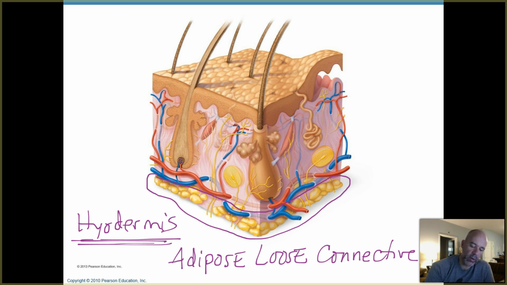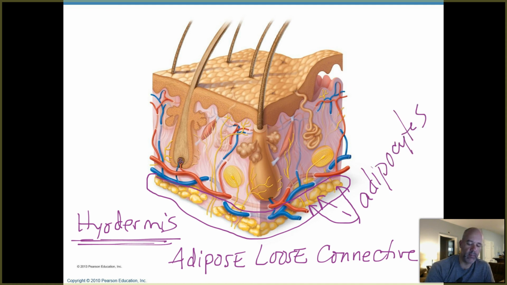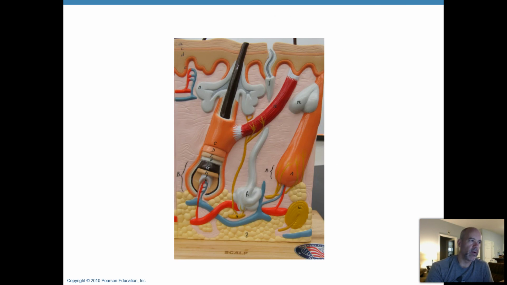All right, and those little yellow globs there, if I pointed to one of those and said, what's your cell type that you have down in there? In adipose loose connective tissue, the cell type is adipocytes. Now those little globs you see there on the diagram are too big for individual adipocytes. Those are clusters where you have a whole bunch of them there in that fatty tissue. But if I said, what cell type would you find in here, that would be adipocytes, or some people say adipocytes. Either of those are okay.